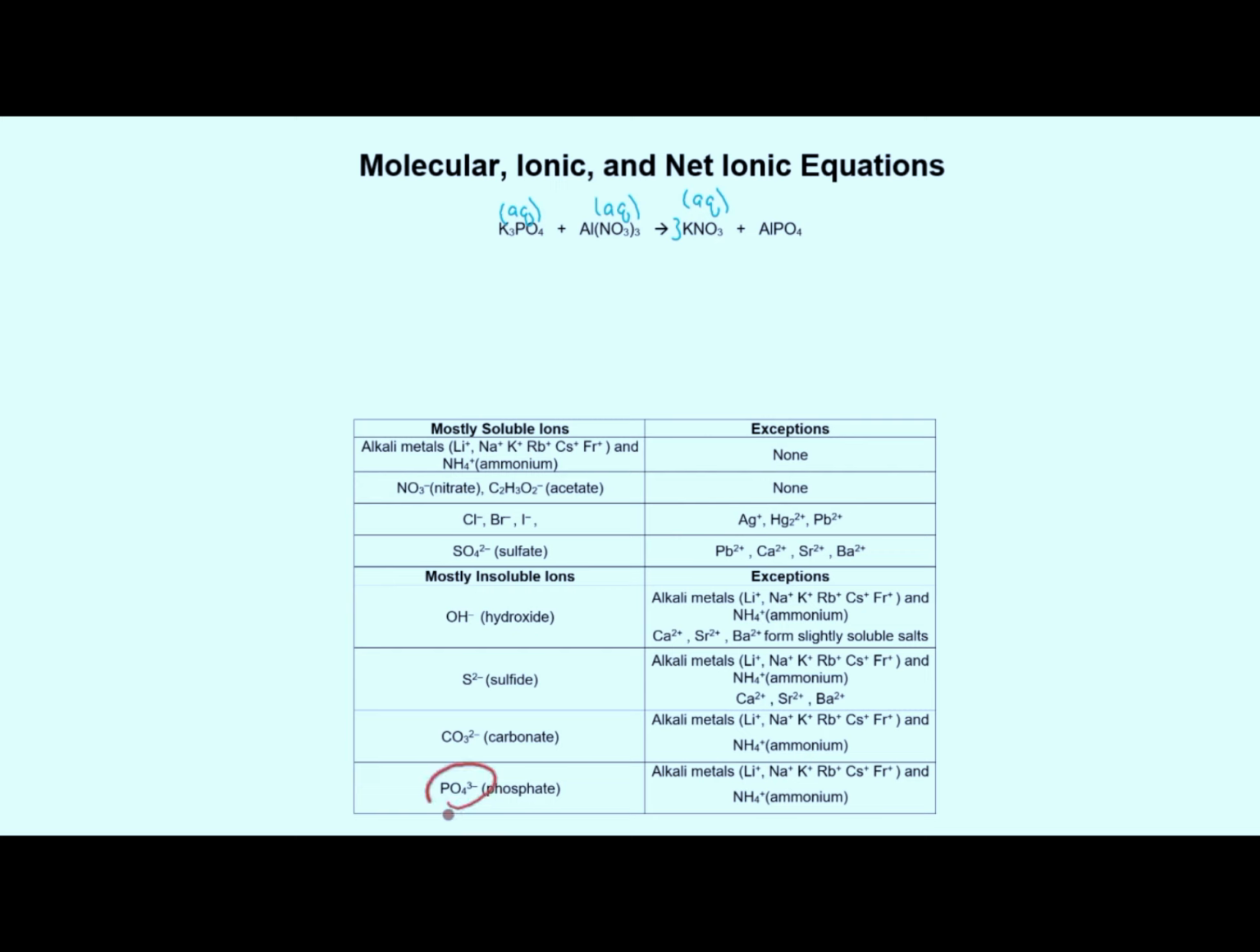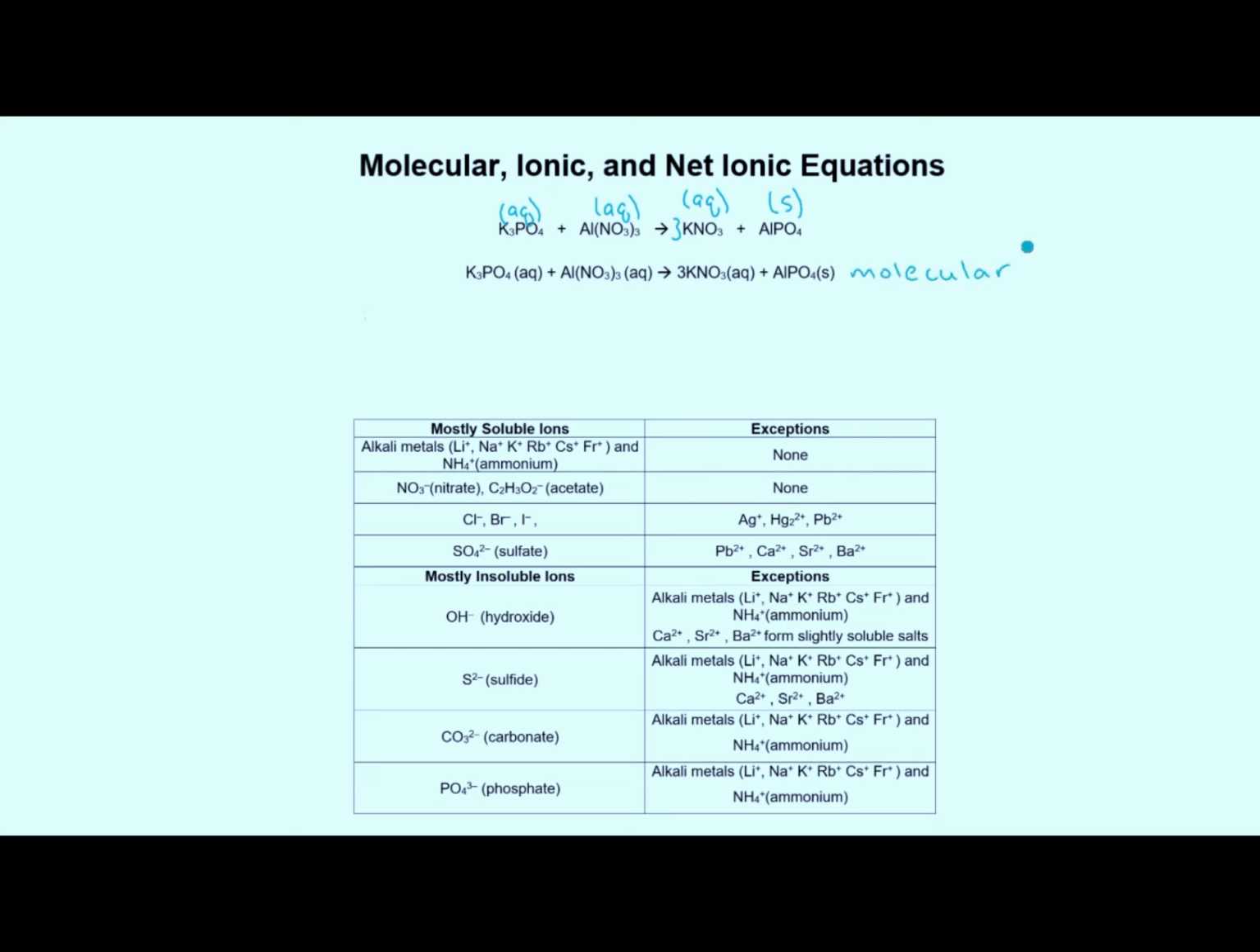Lastly, aluminum phosphate. I do have a rule for phosphates down here. This is a mostly insoluble salt. Is aluminum an exception? No, aluminum is not an exception. So aluminum phosphate is insoluble. I'm going to put an S because this is going to precipitate out as a solid. Okay, let's rewrite our equation a little neater. Here we go. This is our molecular equation.